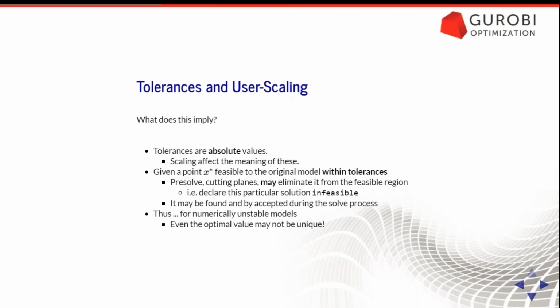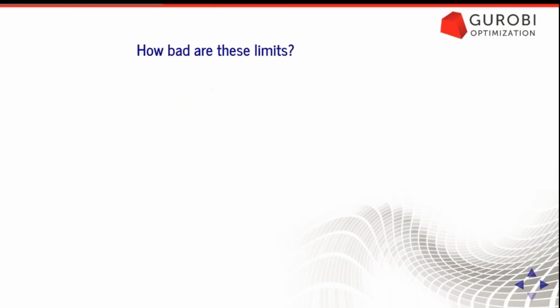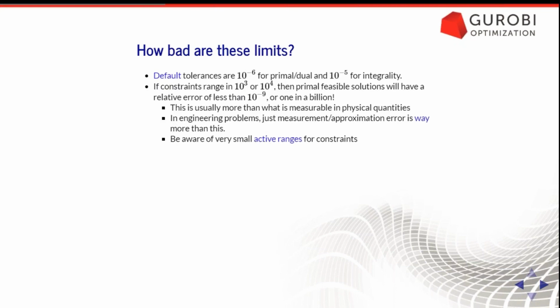So how bad is this really? Because up to now, this is sounding really, really bad. However, people use optimization very often, and it's not that common for them to get into issues. So how come? There must be something going on in here, and indeed there is. So first, the default tolerance that we use in Gurobi is 10 to the minus 6 for primal and dual feasibility, and for integrality is 10 to the minus 5.